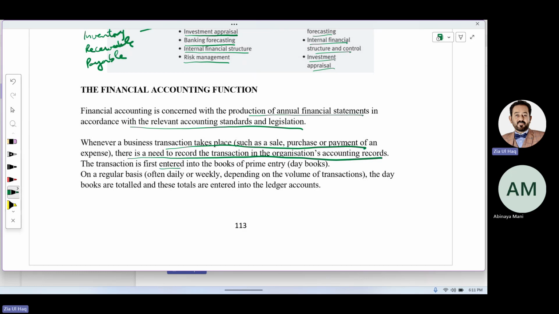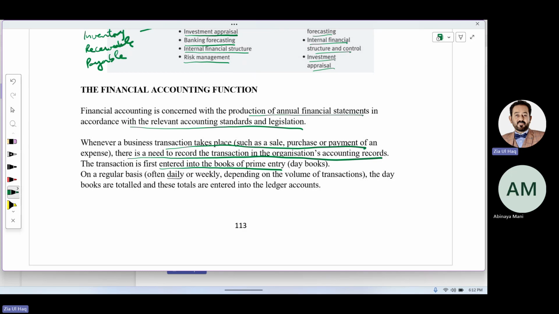The transaction is first entered into books of prime entry. There are different books of prime entry: sale day book, purchase day book, sale return day book, purchase return day book, cash book, petty cash book, and the journal. You will learn these books of prime entry in the financial accounting paper.